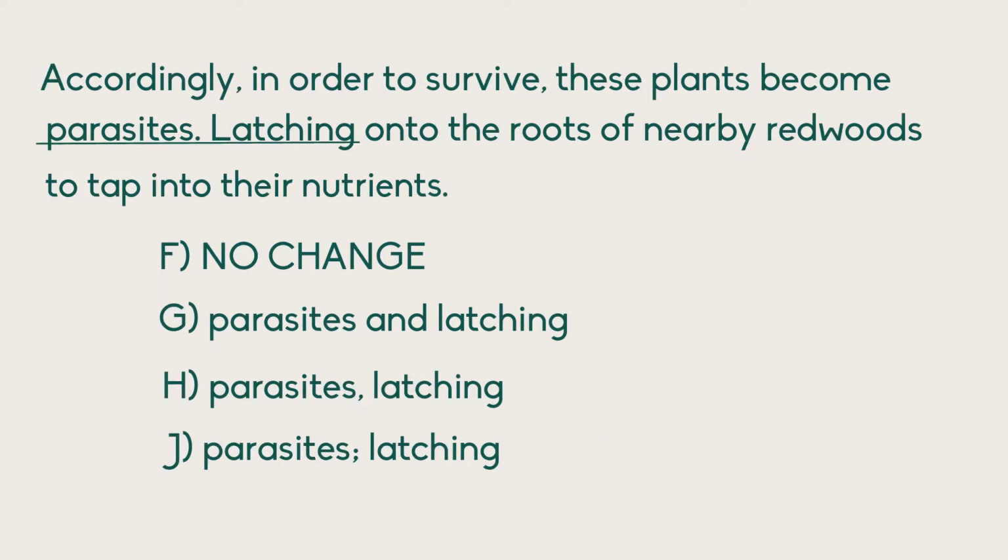In the next example from the ACT, again we have two answers that are identical. In this case, it's answer choices F and J, which are the same because we have a full stop or a semicolon and no difference between the two. So then again, now we just need to choose between G and H. And the problem with answer choice G is the word "and." It's not the parasites, they become parasites and latching on. The description of the latching onto the roots of nearby redwoods is a description of what the parasites do. So the answer choice would have to be answer choice H: "In order to survive, these plants become parasites, latching onto the roots of nearby redwoods to tap into their nutrients."